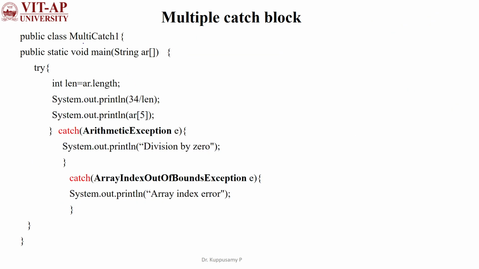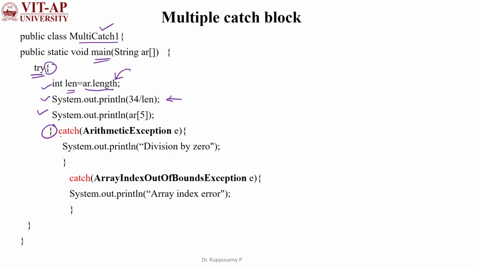And the example is given here for multiple catch blocks, defining the class name multicatch 1 and the main method. Then I'm introducing the try block here. The try block is having three lines of code, right? Which ends here. The first line is declaring the length variable, and array dot length is assigned here, okay. Then here we are printing system dot out dot println 34 divided by length. So 34 divided by length here is doing the arithmetic expression.